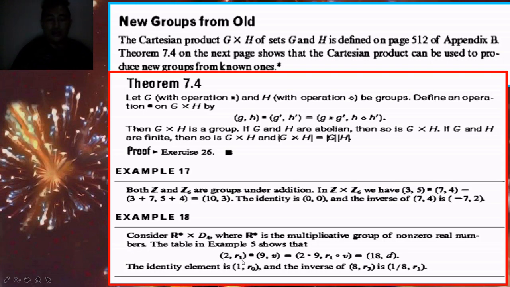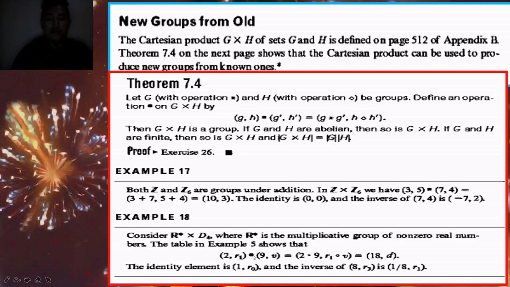Take the pair (2, R1) and box it, and then the pair (9, V). The 2 and the 9 belong to R star, the nonzero real numbers, while R1 and V belong to D4, since the second coordinate is from D4. After applying the operation, we get 2 times 9, since R star is a group under multiplication.